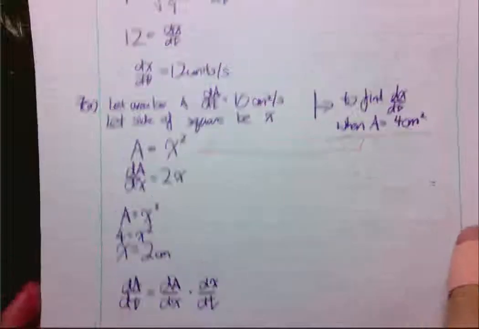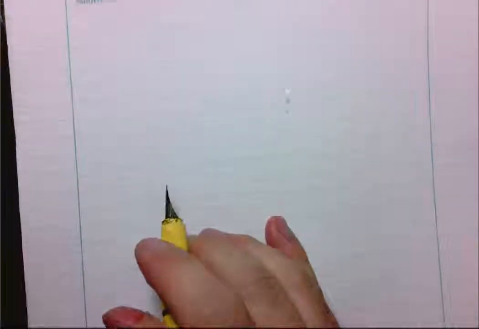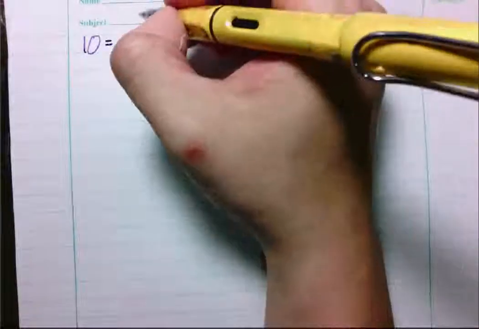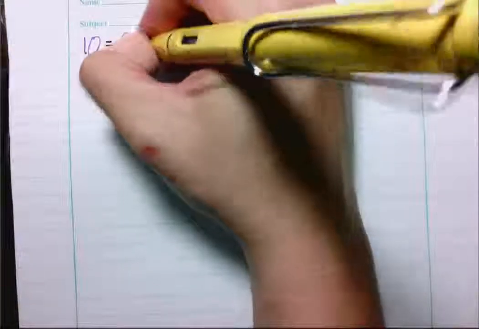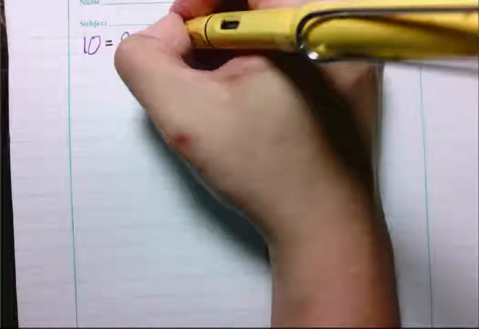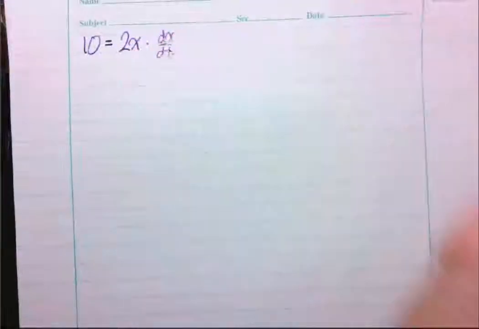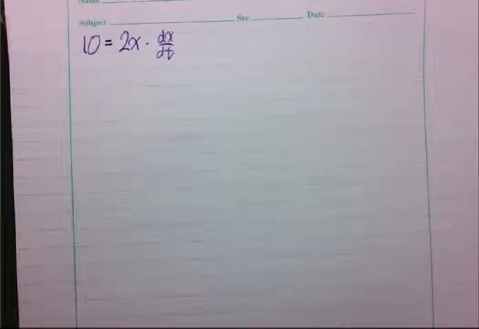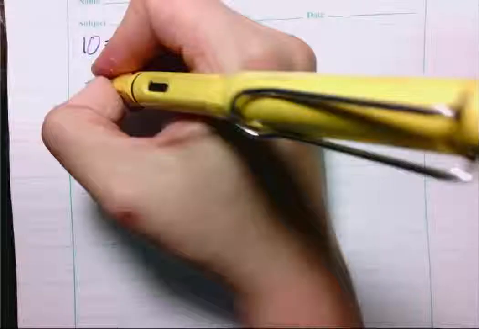Then I will move on to the next piece of paper. I fill in the values that I know. My dA/dt is equal to 10 cm squared. My dA/dx is 2x times my dx/dt. dx/dt is the unknown. However, you do know the value of x as we calculated just now.